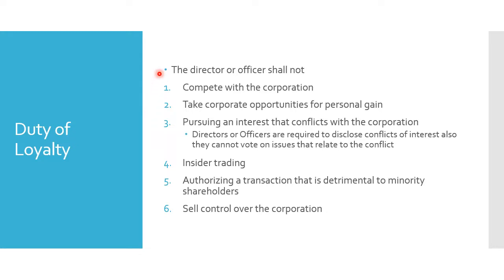Duty of loyalty. Again, also from the agency chapter. Things that violate the duty of loyalty. Competing with the corporation. So if I'm on the board, I can't take what I know and then go form another business, or even serve on the board of a competitor, or even be an officer of a competitor. I can't do that. You can't compete with the corporation. You cannot take corporate opportunities for personal gain. So I know there's a prospective business relationship that can make my company money, but it could also make me money personally. And I choose to make money personally. Well, you can't do that, right? So that is taking corporate opportunities for personal gain. Pursuing an interest that conflicts with the corporation.